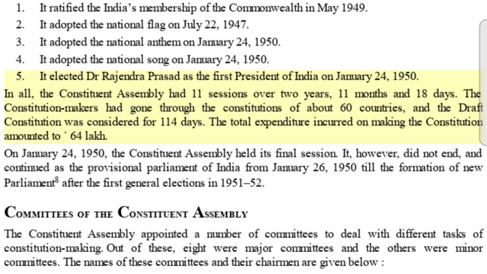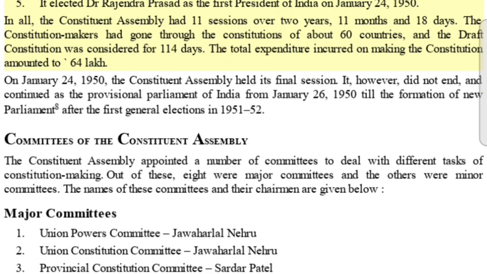In all, the Constituent Assembly had 11 sessions over 2 years, 11 months and 18 days. The constitution makers had gone through the constitutions of about 60 countries, and the draft constitution was considered for 114 days. The total expenditure incurred on making the constitution amounted to 64 lakh.